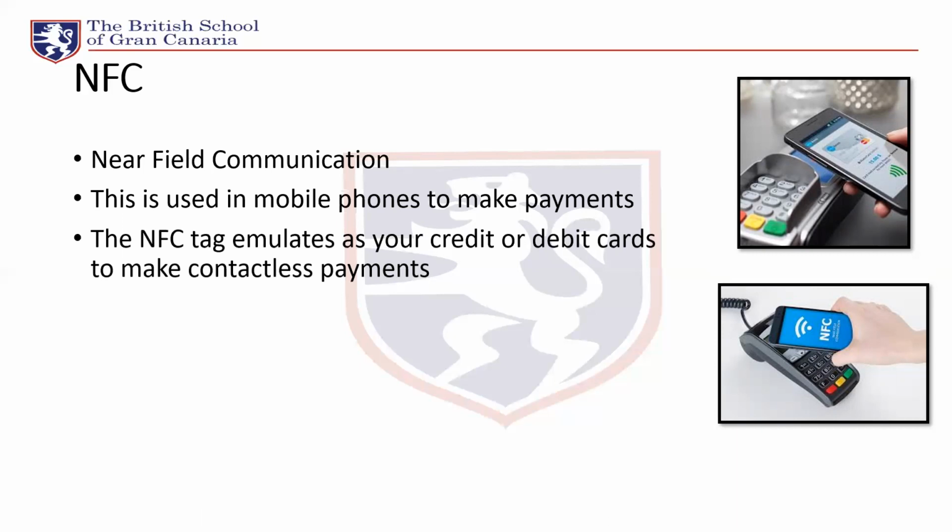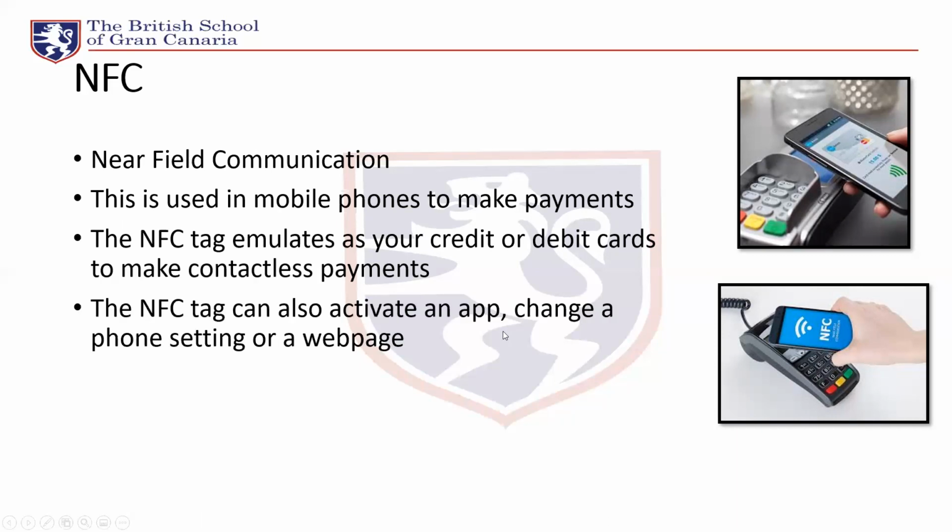Now obviously your credit card or your debit card is from your bank, but your phone has an NFC enabler. So what can happen is that your phone can have an emulation of your card, which isn't your card at all. But the details have been put through the app, communicating through the NFC, so you can actually pay using your mobile phone. And NFC tags as well can activate apps, change phone settings, or open web pages.